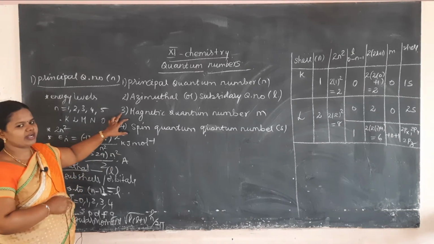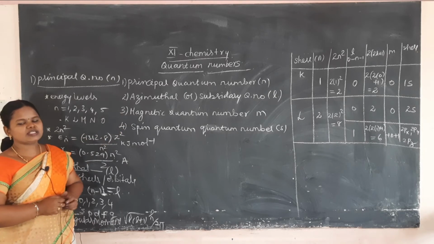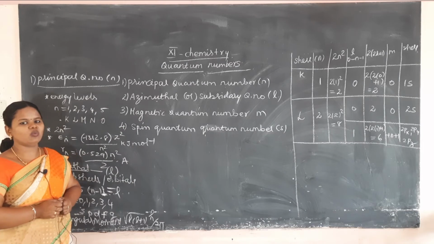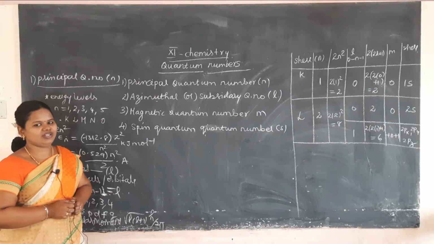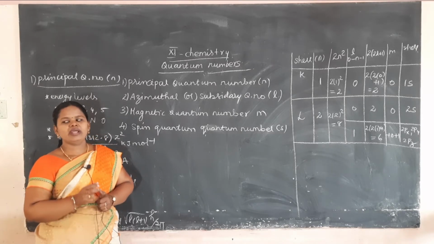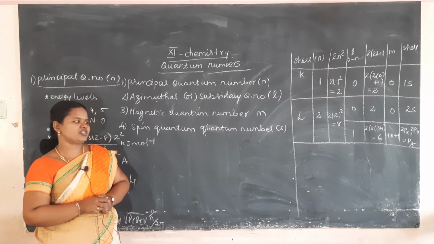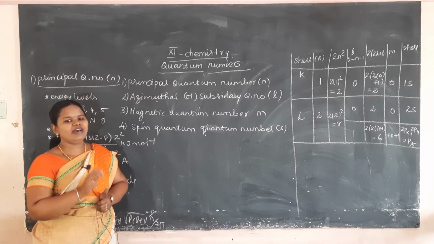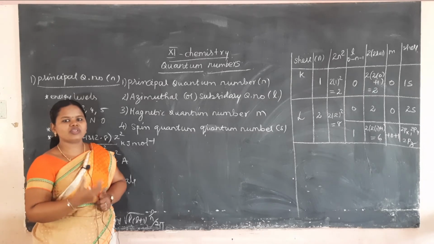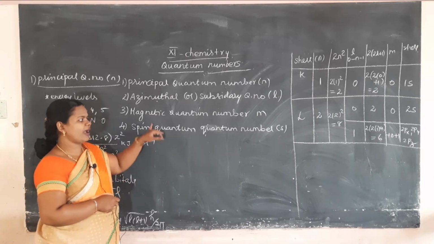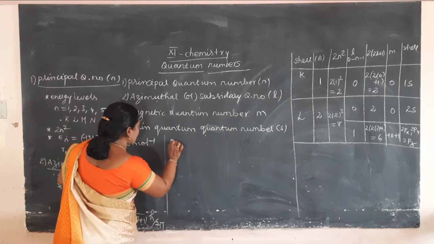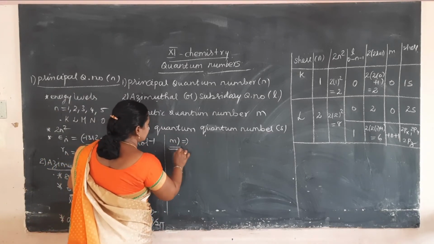The next one, magnetic quantum number. What does this magnetic quantum number explain? It explains about the different orientation of the electron in the orbital, where this orbital is placed, where it is present. It explains about the orientation of the electron in space. That is our magnetic quantum number, which is represented by the letter M.